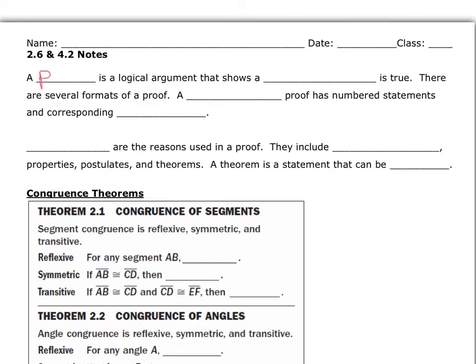A proof is a logical argument that shows a hypothesis is true. There are several formats of a proof. A two-column proof is the one that we're going to see and use the most. It has numbered statements and corresponding reasons. So remember, we were practicing the reasons on the algebraic problems, where on the left side was the algebra and on the right side you had to write your reasons. Well, now we're going to apply that more to geometry.